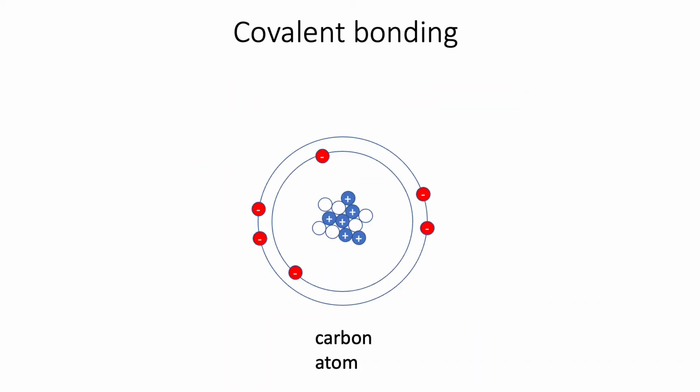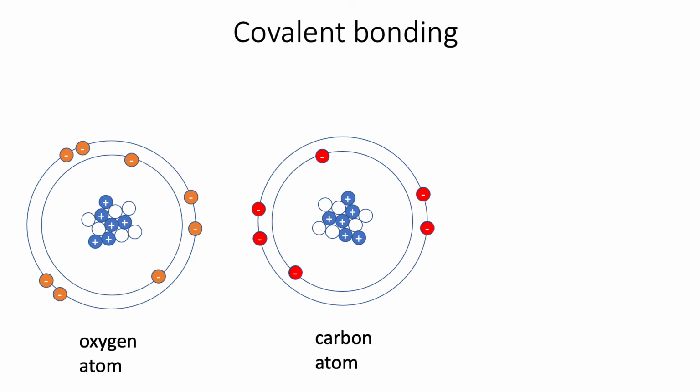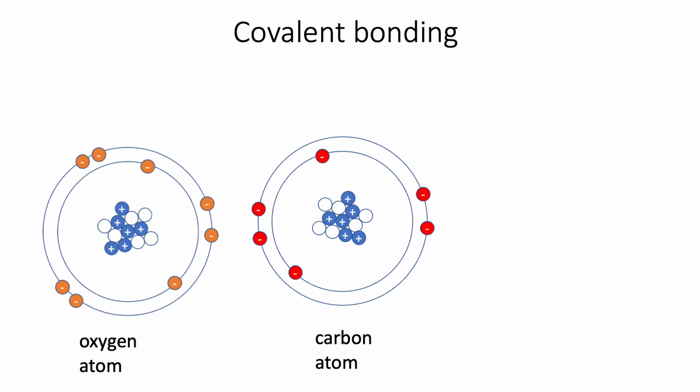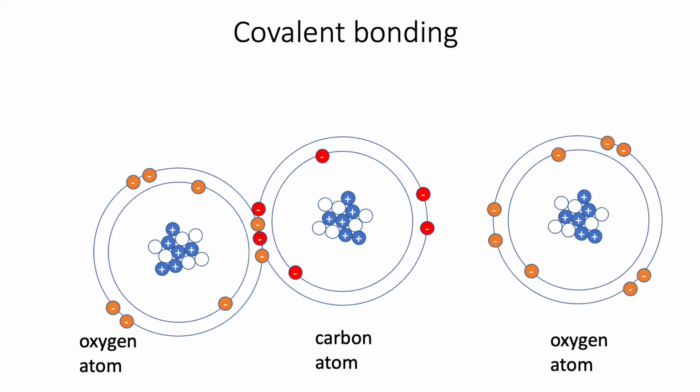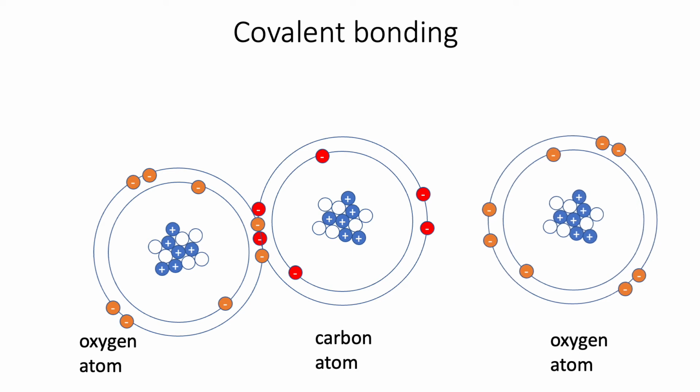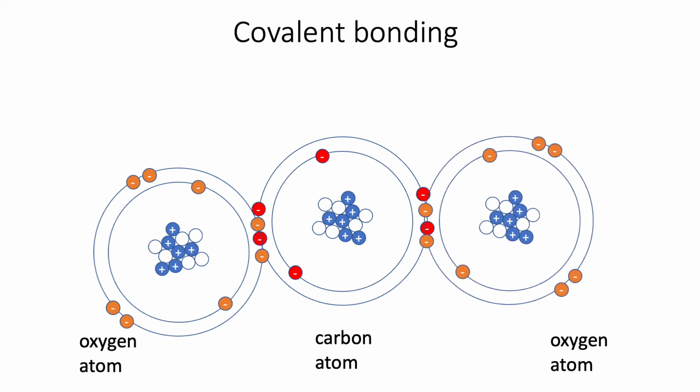Let's look at another example. Carbon is in group 4. It wants to gain 4 electrons. Oxygen is in group 6. It wants to gain 2 electrons. If we share 2 of oxygen's electrons and 2 of carbon's electrons, the oxygen atom will be happy, but the carbon atom still wants 2 more electrons. Let's add another oxygen atom to share 2 more electrons with carbon. Now the carbon atom is happy too. We have made a molecule of carbon dioxide.